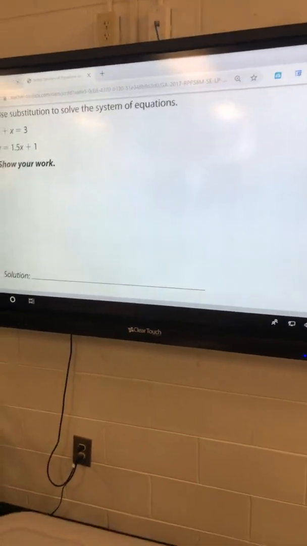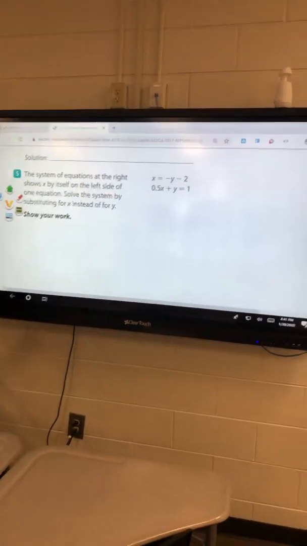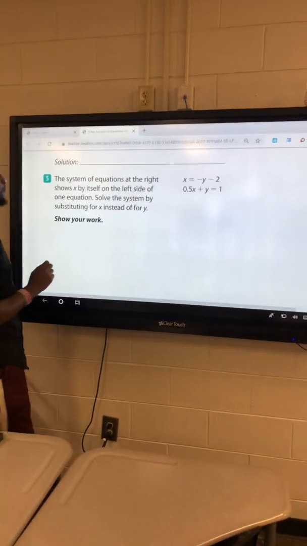Question number 5. It says the system of equations at the right shows x by itself on the left side, okay?